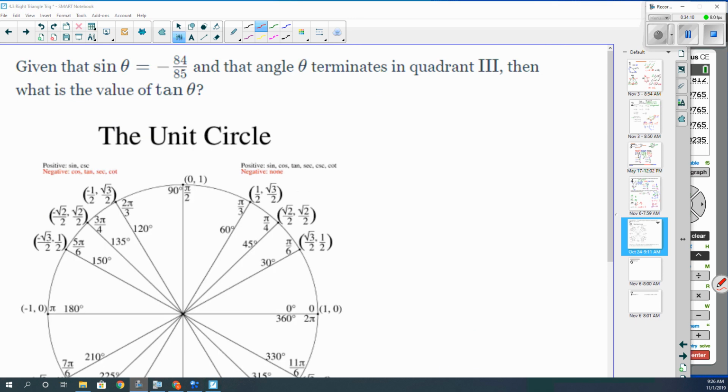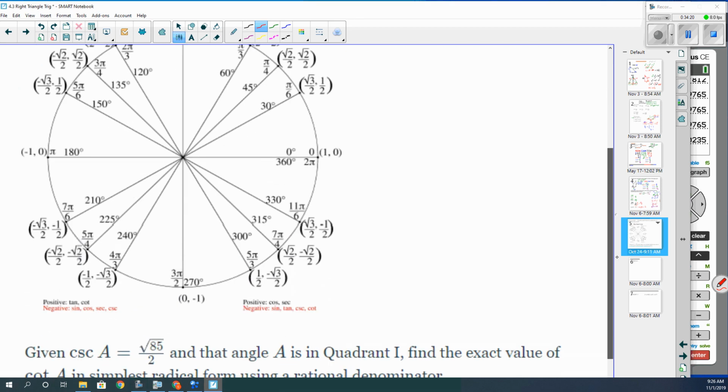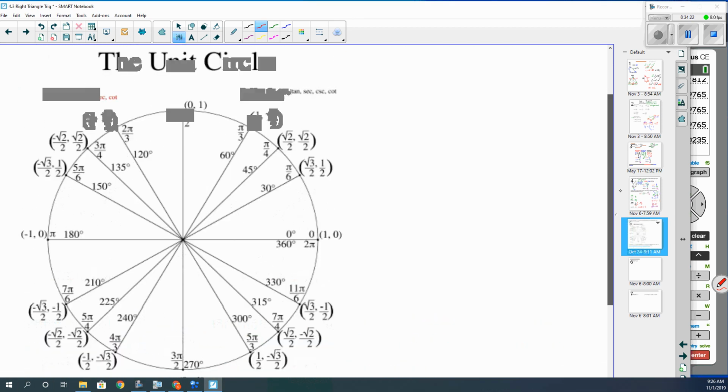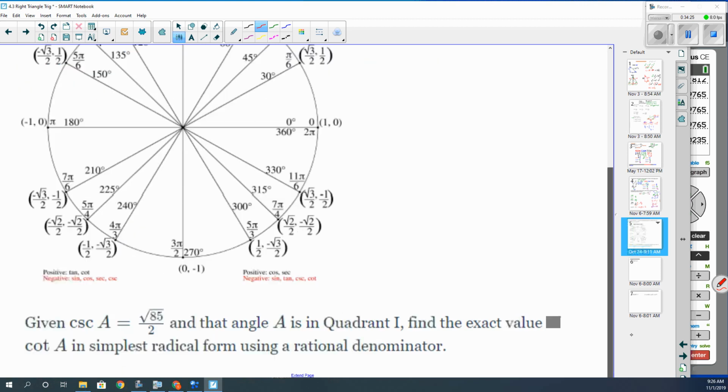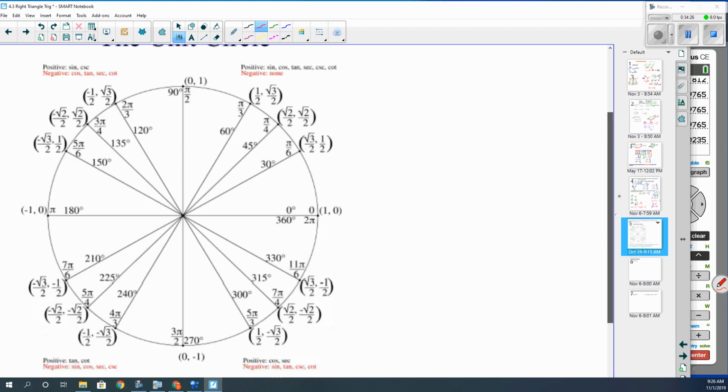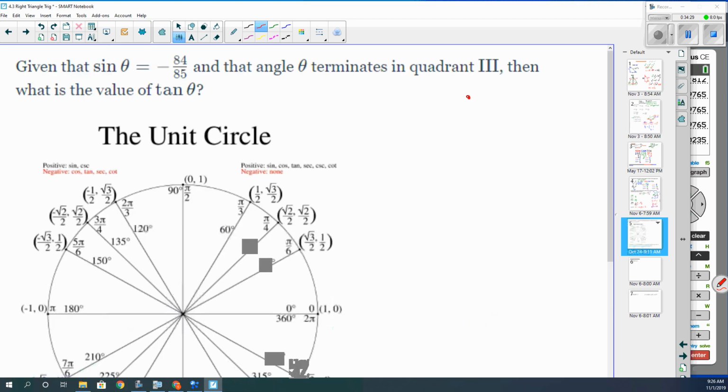Okay, so in this one it says, given that sine of theta equals negative 84/85, and that the angle theta terminates in the third quadrant, find the value of tangent theta. So basically, this gets to the phrase: all students take calculus.